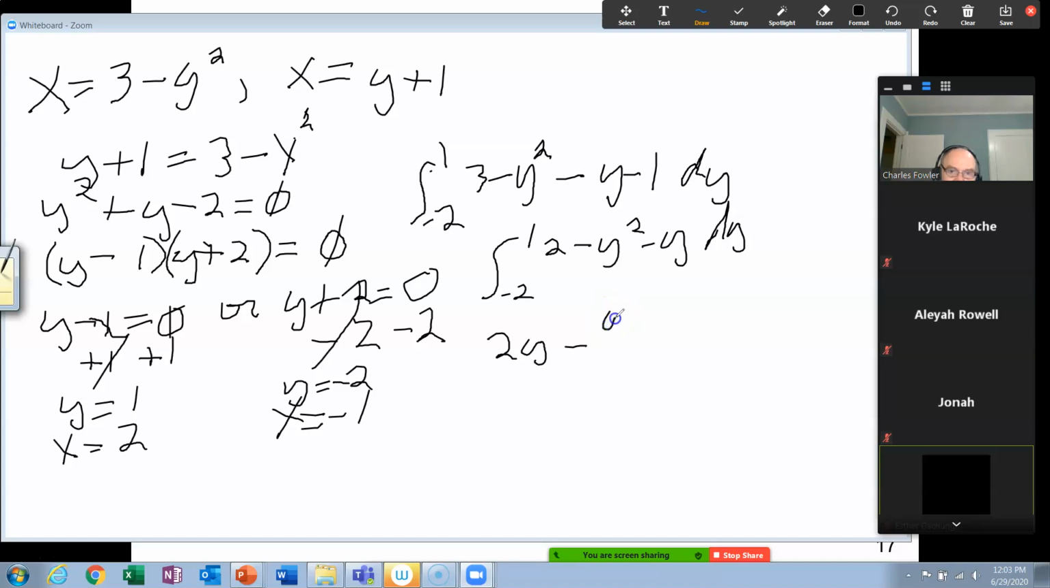What is the antiderivative of y squared? I'll give you a hint, there's a y in it. Y what? Not fourth. Increase the exponent by 1. 2 plus 1 is 3, right?